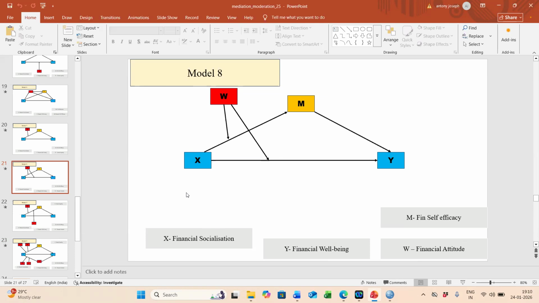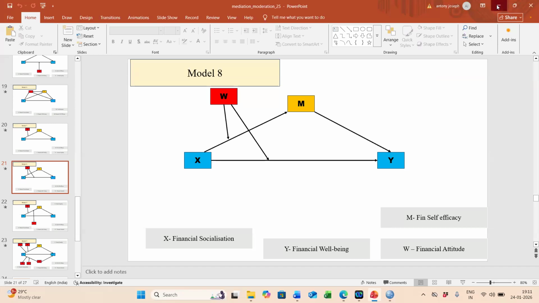Okay, the independent variable is financial satisfaction and the dependent variable is financial well-being. The mediating variable is financial self-efficacy and the moderator is financial attitude. Here the moderator is moderating two relationships, that is, the relationship between X and M and between X and Y. That is the difference between 7 and 8.